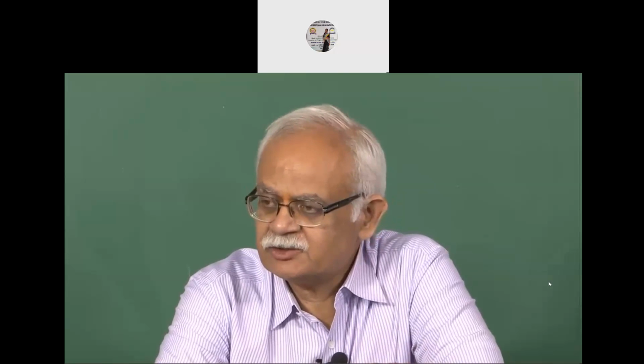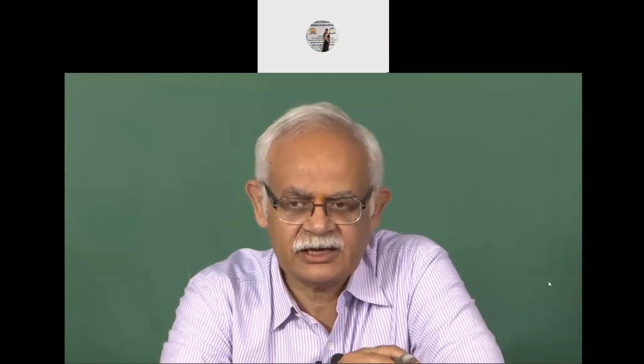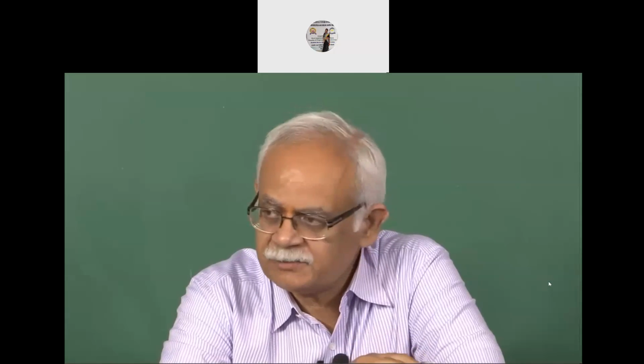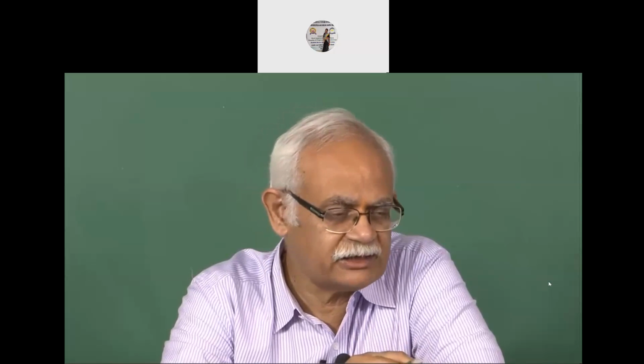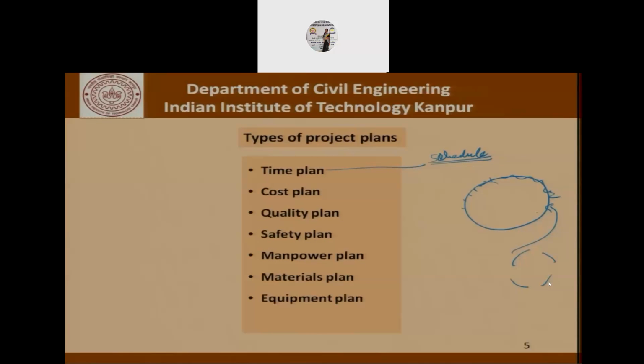Similarly, there has to be a safety plan. We must make sure that there is no accident at site. There's a manpower plan. Depending on the time of the project, different kinds of people, that is, people with different skills, are required. We must know what kind of people are required at different points in time, so that we are able to either recruit them into the company or transfer them to that site from other sites, and so on. Then there is a materials plan, equipment plan, and a finance plan. So there are different ways of looking at the planning exercise.